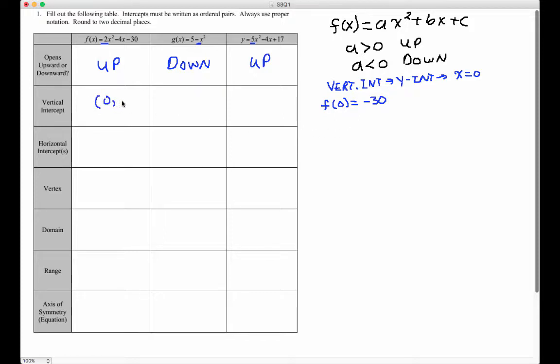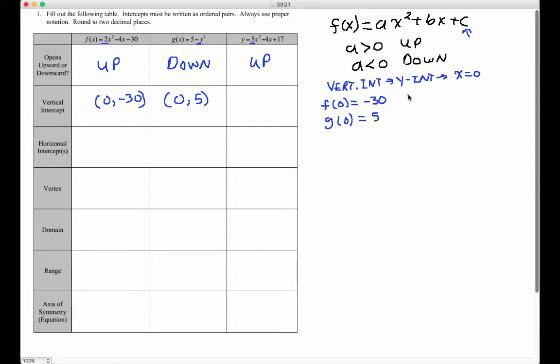In other words, evaluate the function at 0, and what you'll find is that the output is -30, whatever the value of c was. Notice that c here is all that's going to be left standing when you put in a 0 for the x's. They're both going to drop out, right? So ax squared plus bx will drop out every time. So same song, second verse with g. If we go g of 0 is going to be 5 minus 0, which is 5. So that tells me that the ordered pair for this vertical intercept is going to be (0, 5).